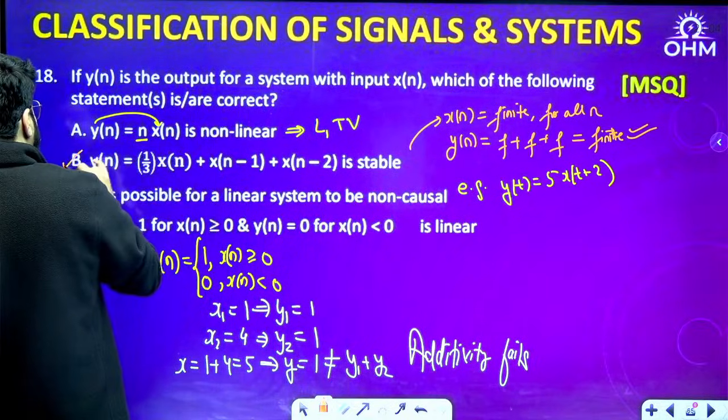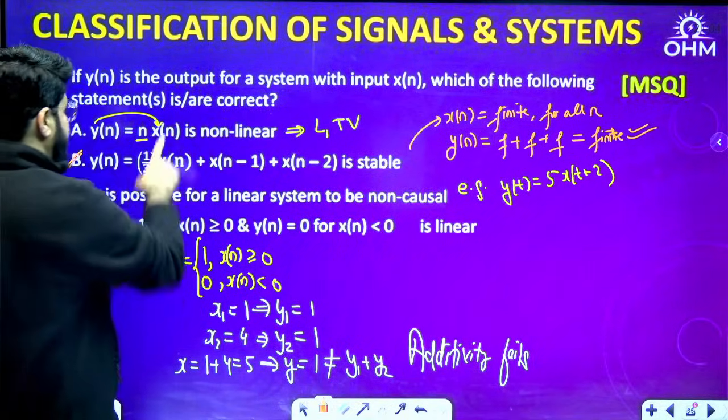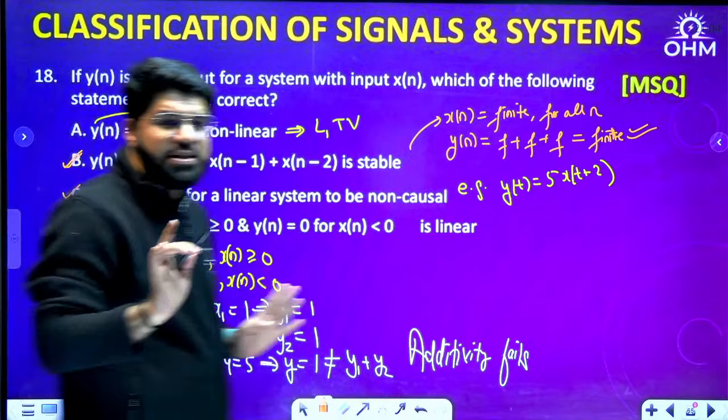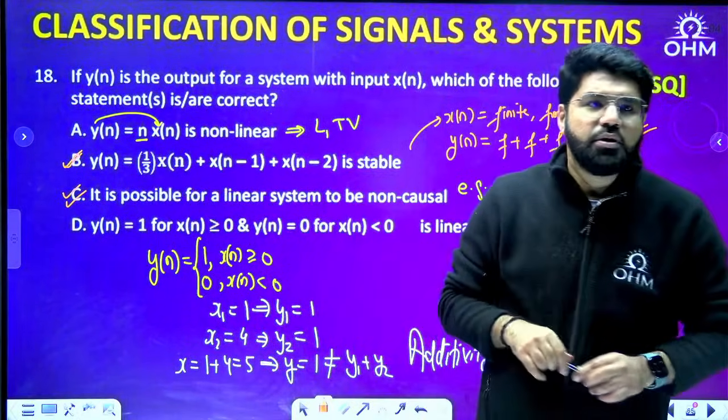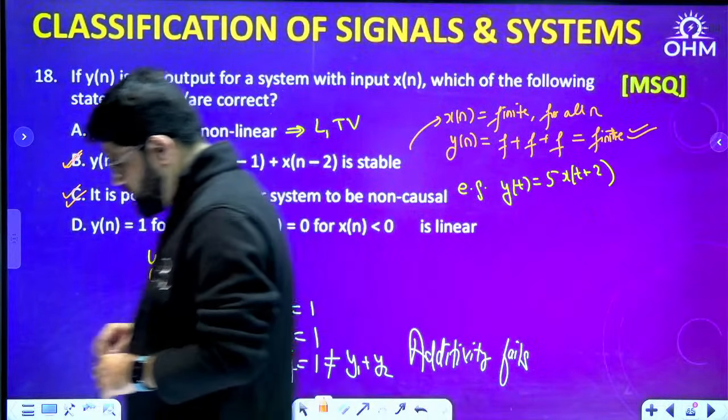So what are the correct answers for the question? B and C. A was wrong, D also wrong. B and C are the correct answers.